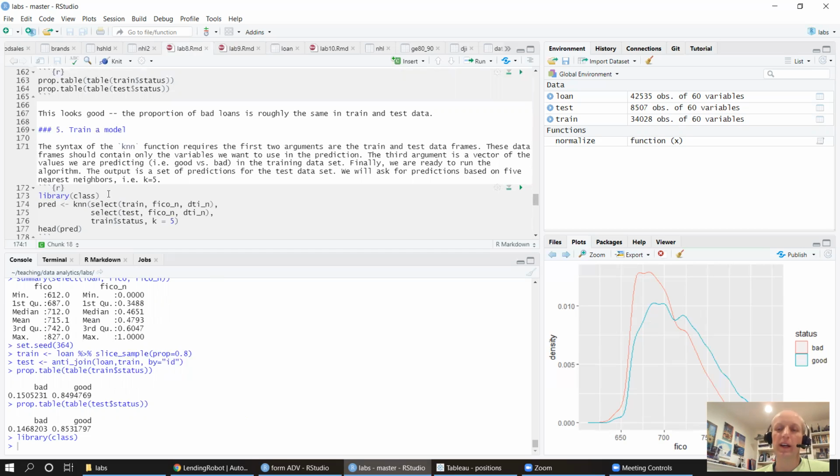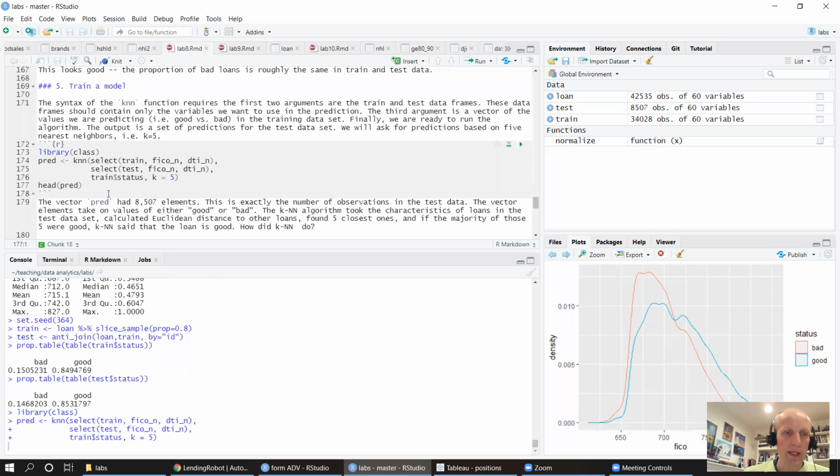We don't tell it which loans are good or bad in the test data set. That's the job of the KNN. That's what KNN has to figure out. That's what KNN has to make a prediction for. Let's choose K equals 5 so that it classifies each loan in the test data set based on the class of the 5 nearest neighbors. So let's run that.